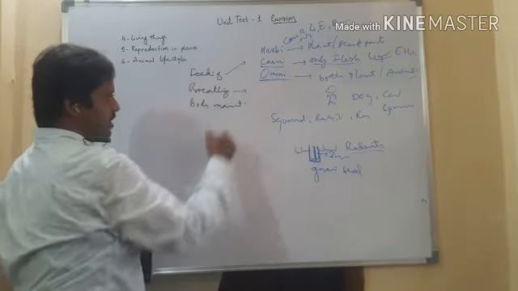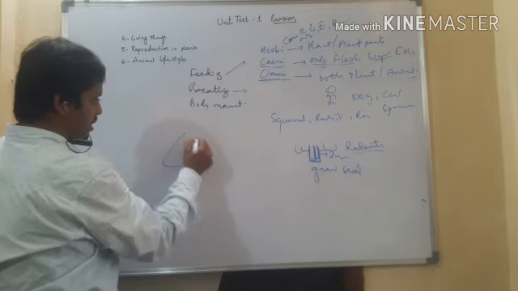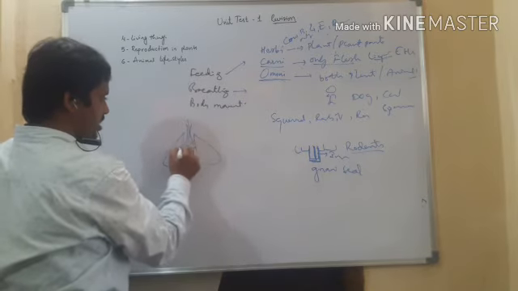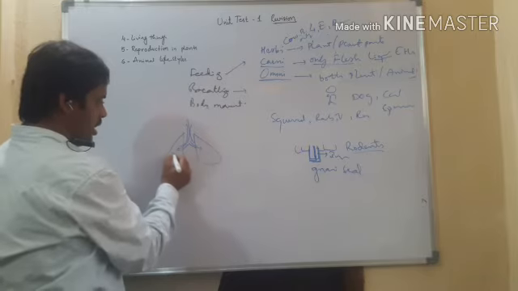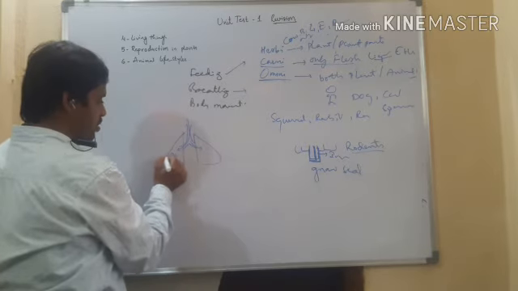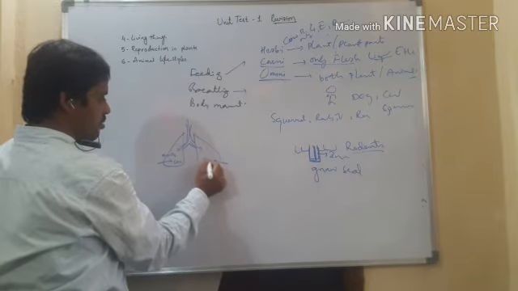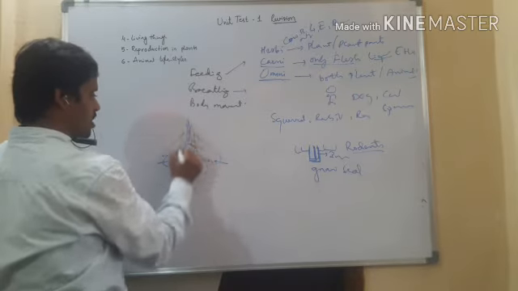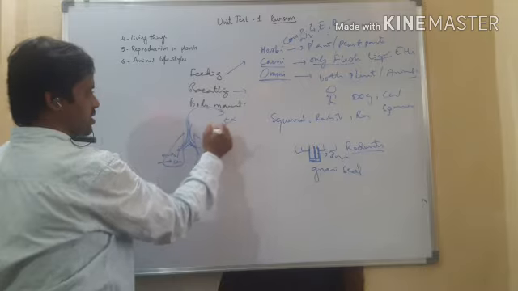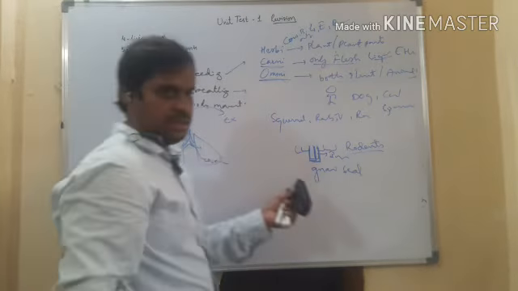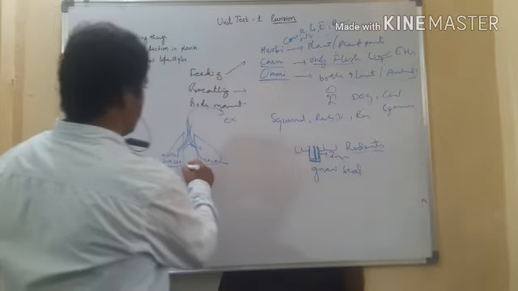Next, come to breathing. In the case of human beings, there is a pair of lungs. In inhalation, air enters in, oxygen enters into the blood, and from the blood CO2 enters into our lungs. Now CO2 comes back in exhalation. Oxygen enters through inhalation and carbon dioxide comes out in exhalation. This is about human beings.